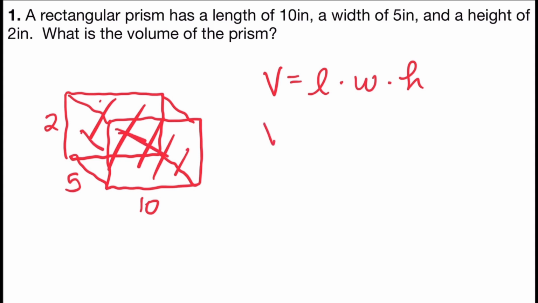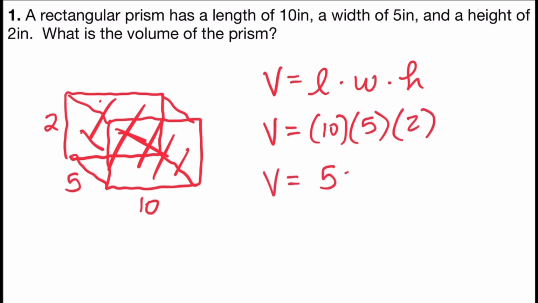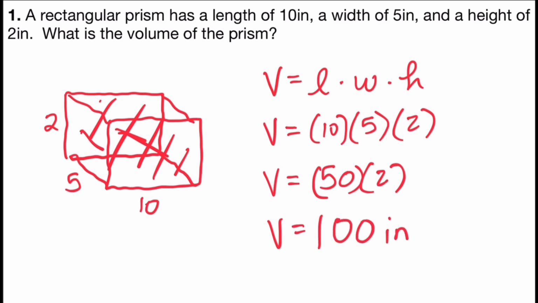And so now I'm just going to substitute. Volume equals a length of 10 multiplied by a width of 5 times a height of 2. And so volume will equal 10 times 5 is 50. And 50 times 2, the volume of the rectangular prism, will be 100 cubic inches.